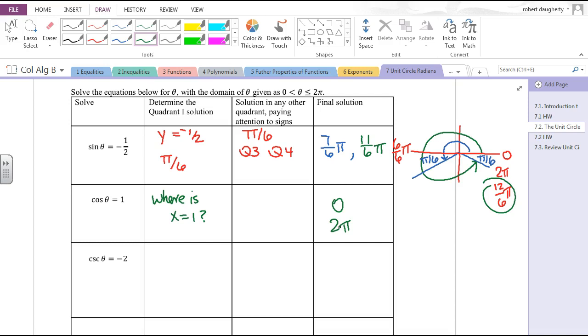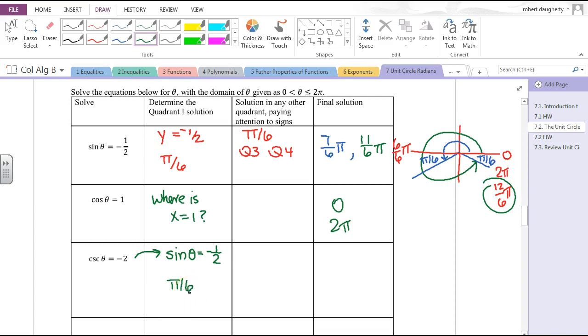Cosecant equal -2. If the cosecant is -2, remember the cosecant is the reciprocal of what? It's the reciprocal of sine. So this means the sine of theta is equal to -1/2. Okay? And we just worked that problem. That was the first problem we did, but let's do it again just to be sure. So I'm looking for where is the y value equal to 1/2. Well, that happens at pi over 6.